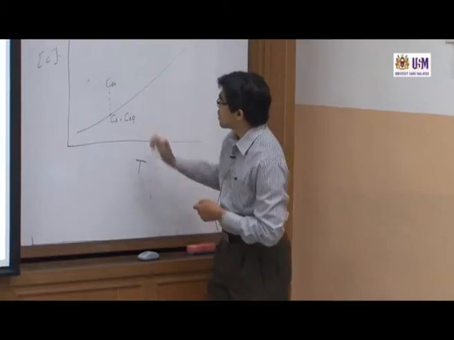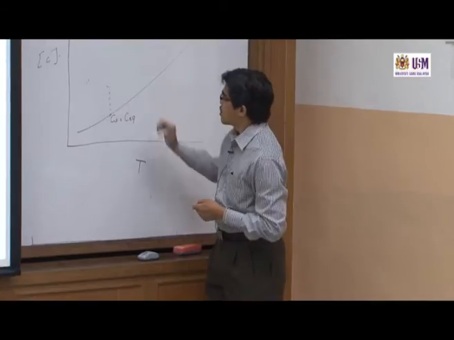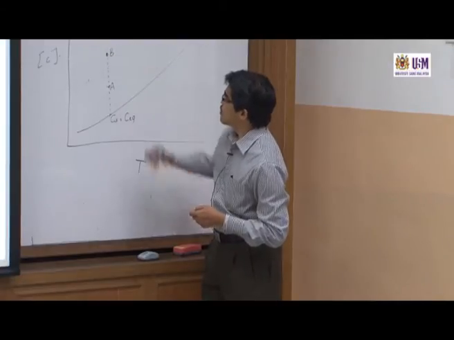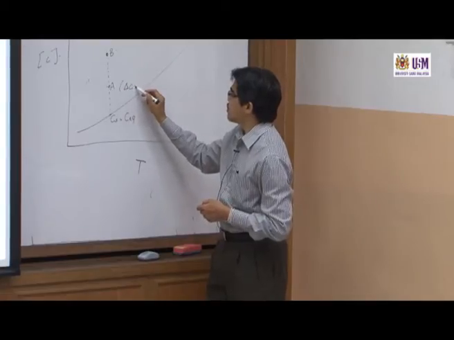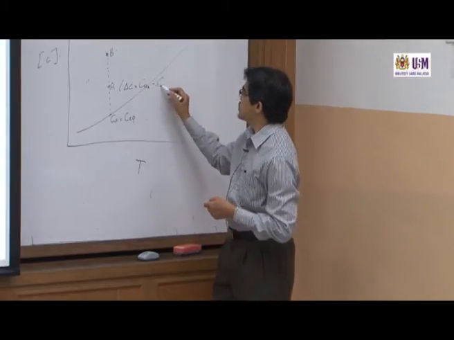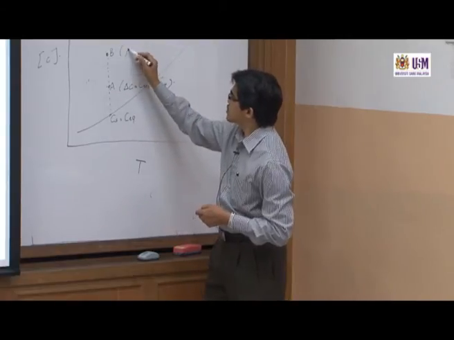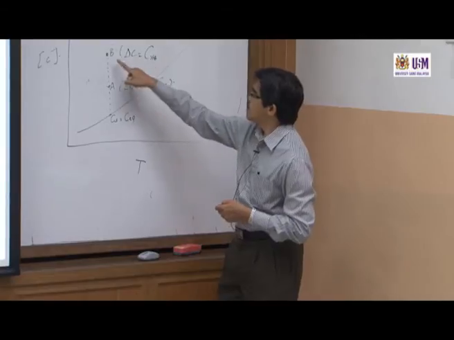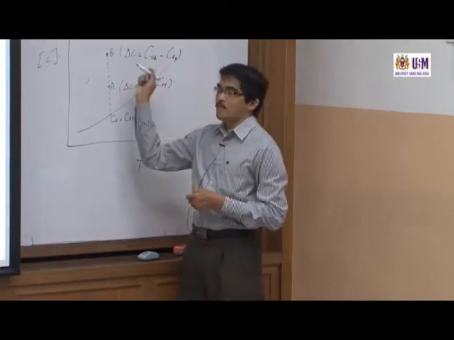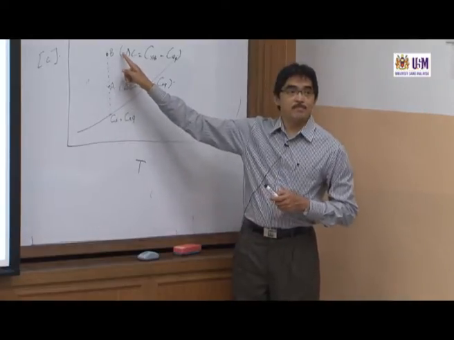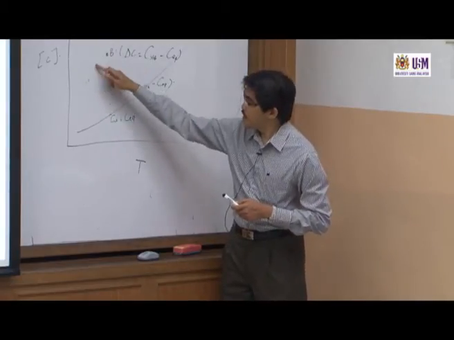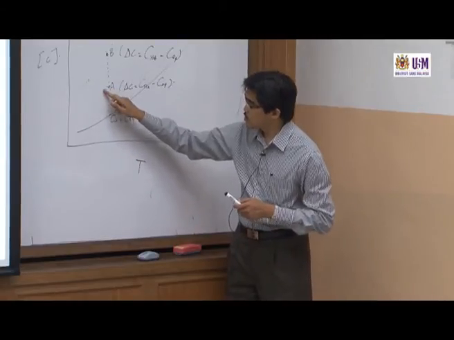Let's say this is point A. Compared to here, we have point B. So here, the delta C is equal to CSS for A minus the C EQ here. Here, we have delta C equal to CSS for B minus C EQ. So obviously, the degree of supersaturation at point B is higher than point A, right? Because we have a higher degree of supersaturation compared to this one.